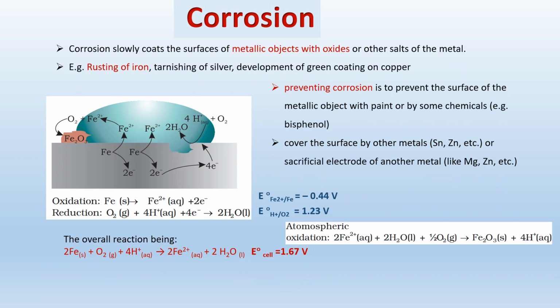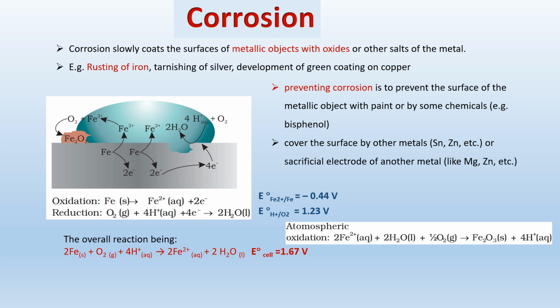Corrosion. Corrosion occurs at the metallic surface, where the metal objects are converted into metallic oxides or salts. That is, metal is converted into metallic oxide or its salts. The typical examples are rusting of iron and tarnishing of silver. What is tarnishing? Tarnishing is the fading of silver. Silver loses its luster property.